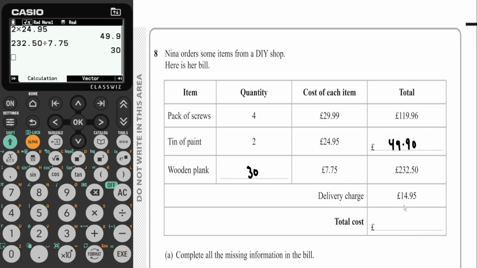To find out the total cost, I need to add all these together. So we have 119.96 plus 49.90 plus 232.50, and then we've also got the delivery charge of 14.95, and it turns out the total cost is £400 and £17.31.